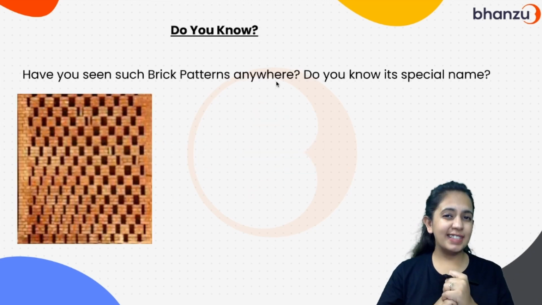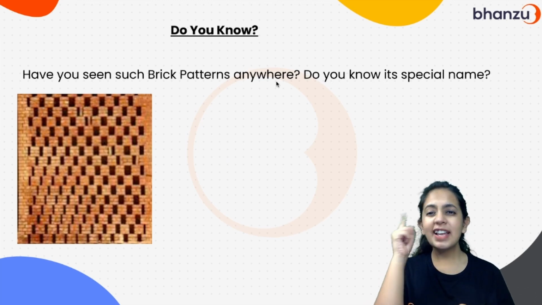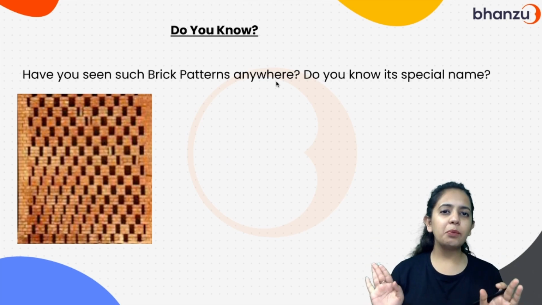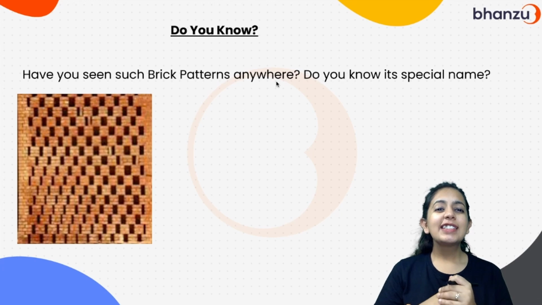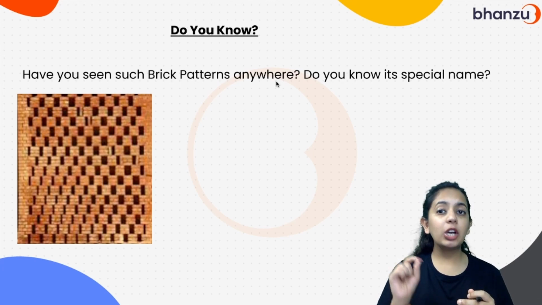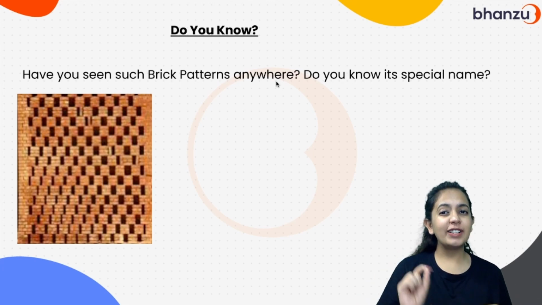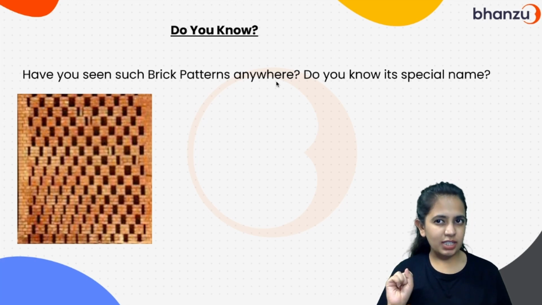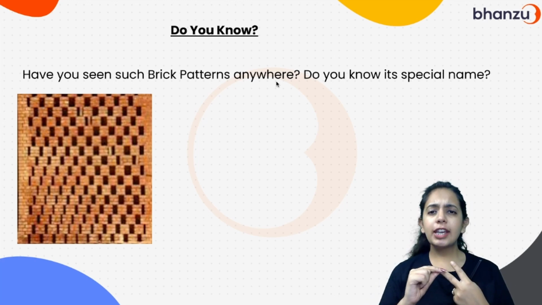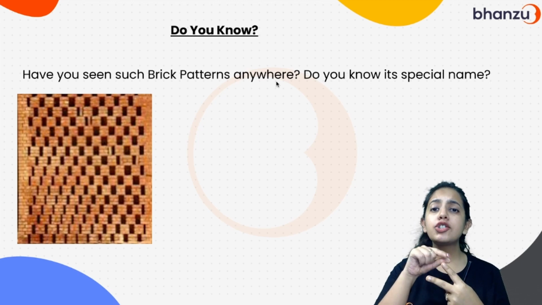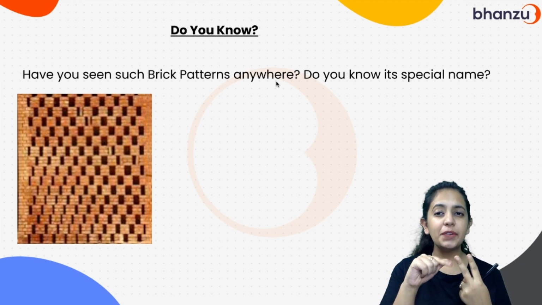Okay, now this is a question for you to think about. Have you seen this kind of brick pattern anywhere? You must have. So do you know its special name? Because this brick pattern has a special name. Let me give you a hint. I'm giving you two options. Choose from that. Is it a jali pattern or a jharoka pattern? Yes, what do you think?